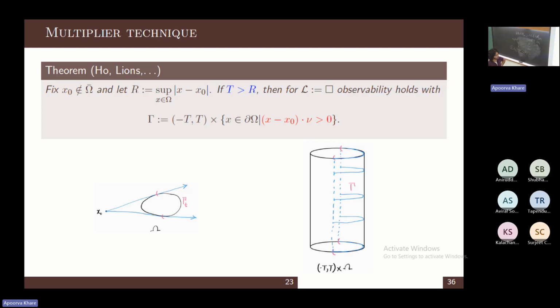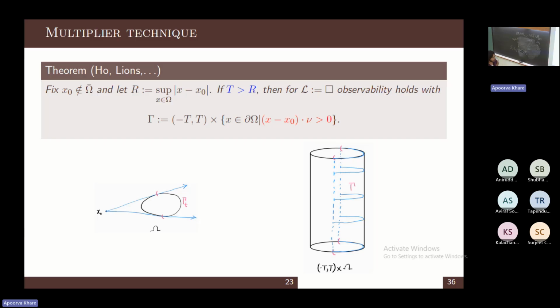So what is this multiplier approach that was developed by Ho and Lions? Let's say that you fix a point x0 which is outside the domain, and you have some R which is the supremum of this thing. So it's basically telling you how far the point x0 is from the domain. There is a reason why these two things are in color; I'll talk about this in a bit. But if you wait long enough, then just for the wave operator, with no lower order terms, observability holds with such a kind of region. So what is this region?